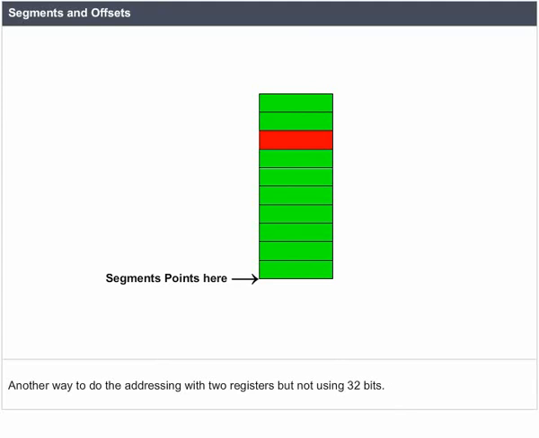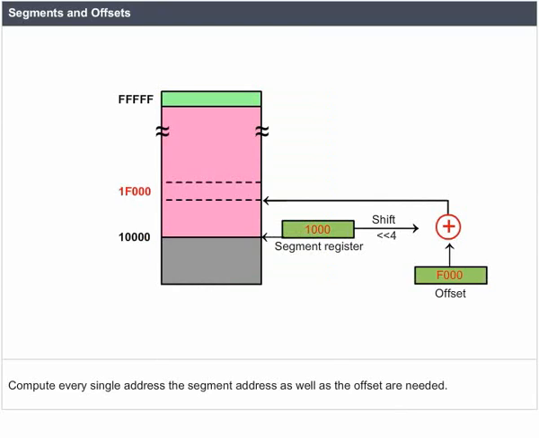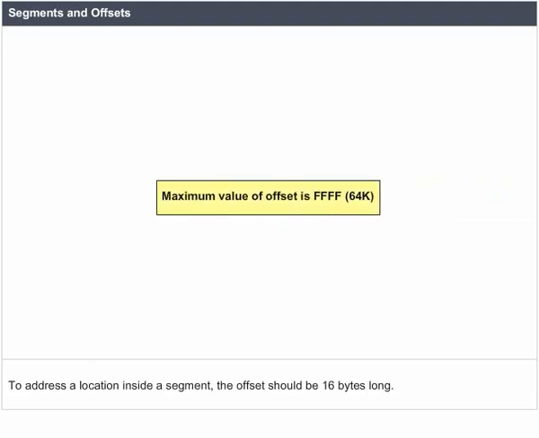Segments and offsets. Another way to do the addressing with 2 registers but not using 32 bits. It computes every single address. The segment address as well as the offset are needed. A segment is 64,000 bytes long. To address a location inside a segment, the offset should be 16 bytes long.